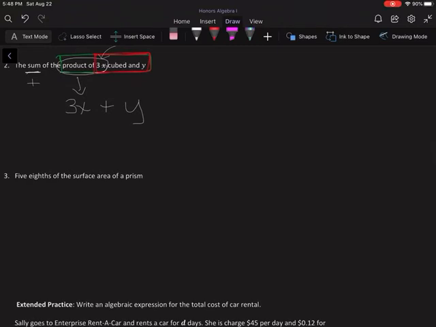5/8 of the surface area of a prism. Okay, so 5/8, what does that look like? And then we have "of." Of means multiplication. And it says surface area of a prism.